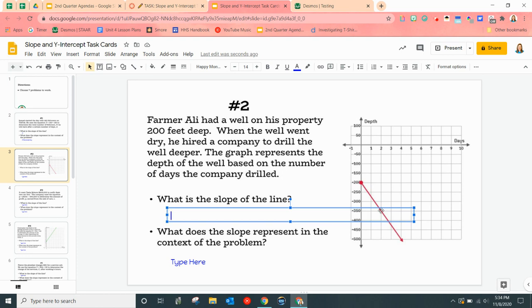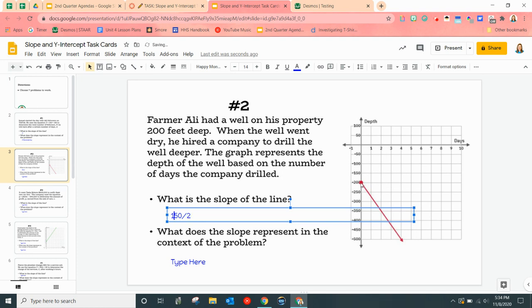But for this one, I can see I've gone up how much? I went from negative 350 to 200. That's a difference of 150. That's really what I need, my difference. Then I look and say, okay, how much did I run? So I ran from this point to this point. I'm running from 2 over to the origin, which is 0.